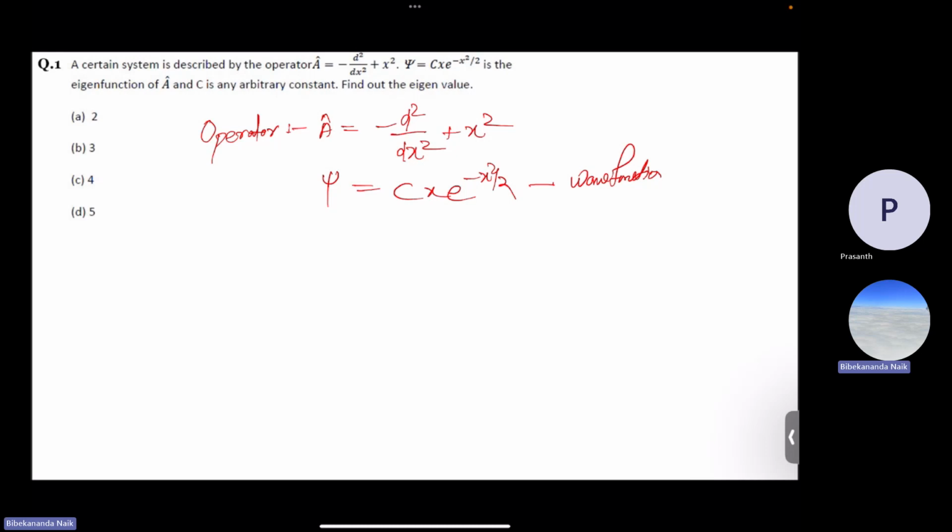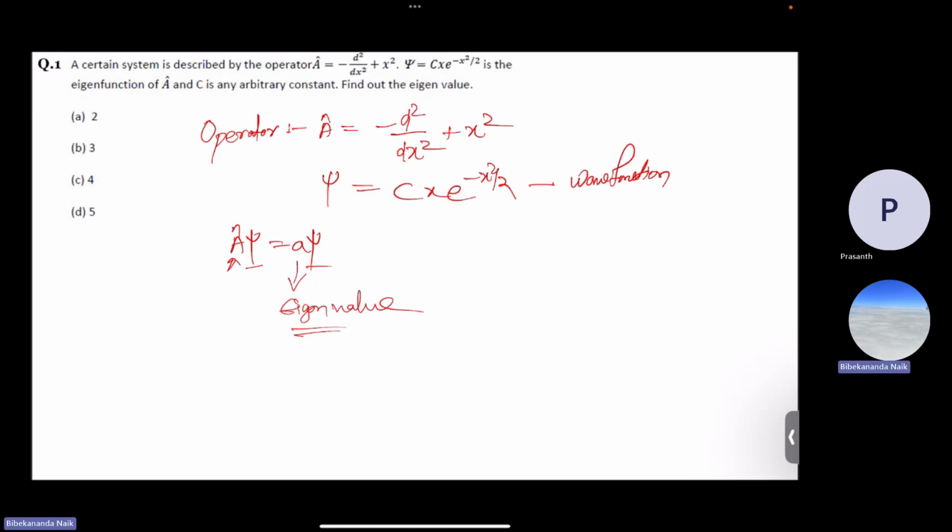So in order to find the eigenvalue, we know the eigenvalue equation is basically written as A cap psi equals A psi. When we operate the operator A cap on the wave function psi, if the wave function is again being reproduced, then the value will be A, and this A is called the eigenvalue. So if in both the sides the wave function remains same, then the resulting value after operating the operator will be called the eigenvalue. So now we will solve it.